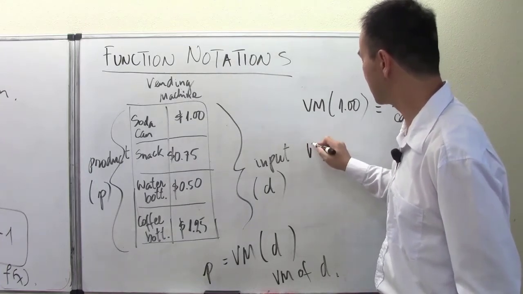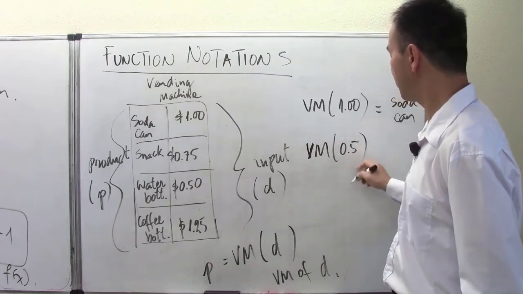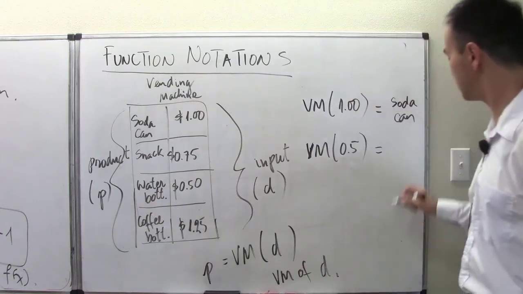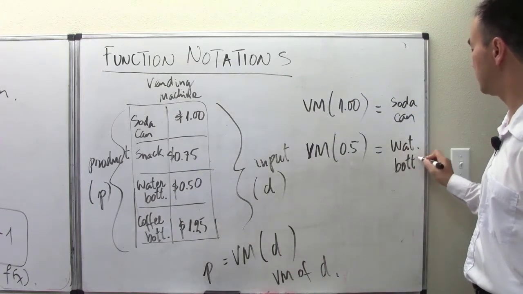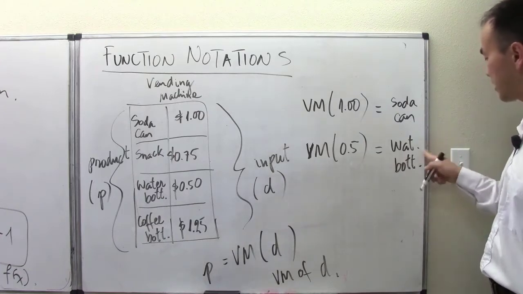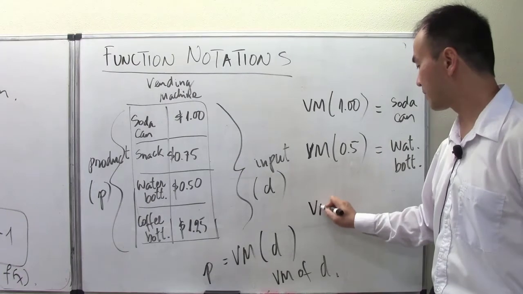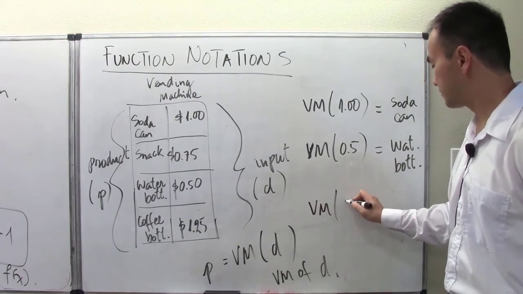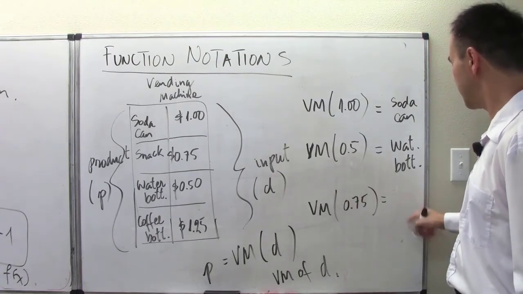VM, the function's name, of 0.5. This is the pricing that gets you a what? That gets you a water bottle. Okay, so now we have a water bottle. Sorry for the shorthand writing because I'm running a little short of space right here. And then the vending machine, this function right here, we're inputting 0.75. That gives me a snack.